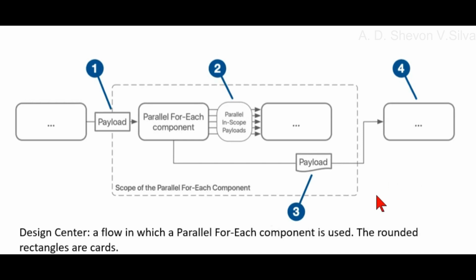Here you can see this diagram represents a flow in which the parallel for each component is used. The rounded rectangles are cards. The parallel for each component is for processing each element in a collection and then passing the result to the next card in the flow.